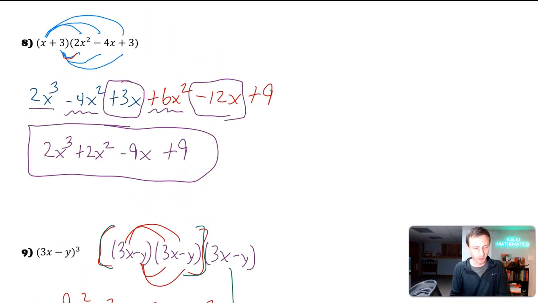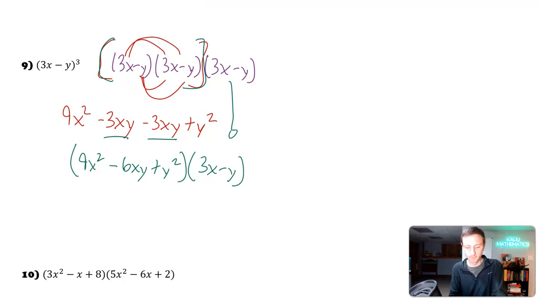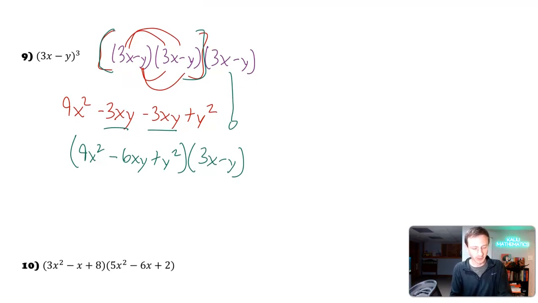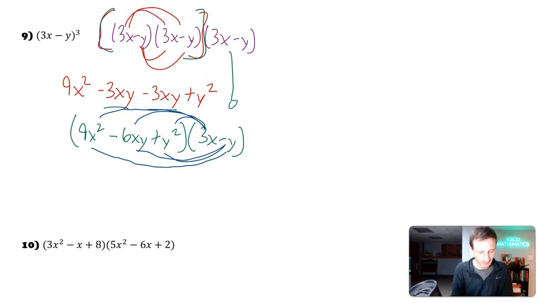So this is now the same as what we just talked about on number 8. Same exact scenario. So be careful here. I'm going to do 3x times 9x squared, 3x times negative 6xy, 3x times y squared. And then we're going to do the same thing with negative y. So everything is going to get this term. It looks kind of weird because I'm going the other direction, but it's the same exact process. So 3x times 9x squared is going to be 27x to the third. Got to be careful here. Really easy to make a silly mistake. Negative 6xy times 3x is negative 18x squared y. 3x times y squared is going to be 3xy squared.